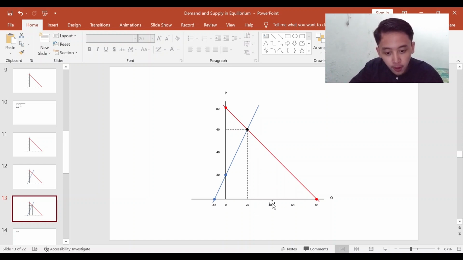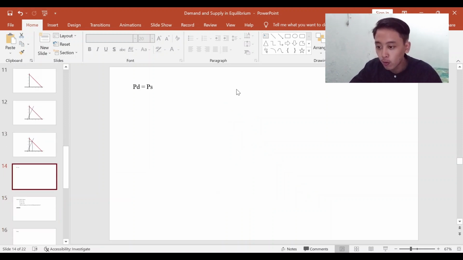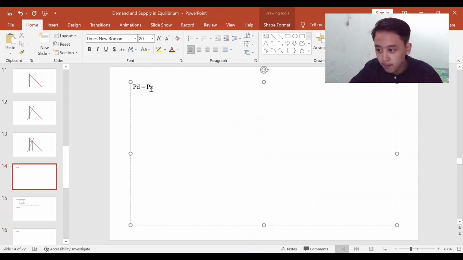But just to prove that these estimates are correct, we are going to go ahead and show how to calculate equilibrium price using the equations themselves. In a market for a particular good, equilibrium is achieved when demand equals supply. All we have to do is set the demand and the supply equation equal to each other and calculate the quantity at which the two are equal. Let's do that now.